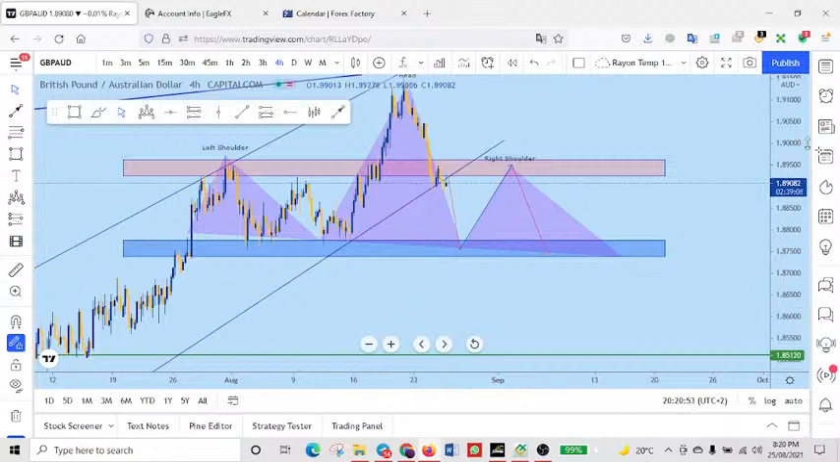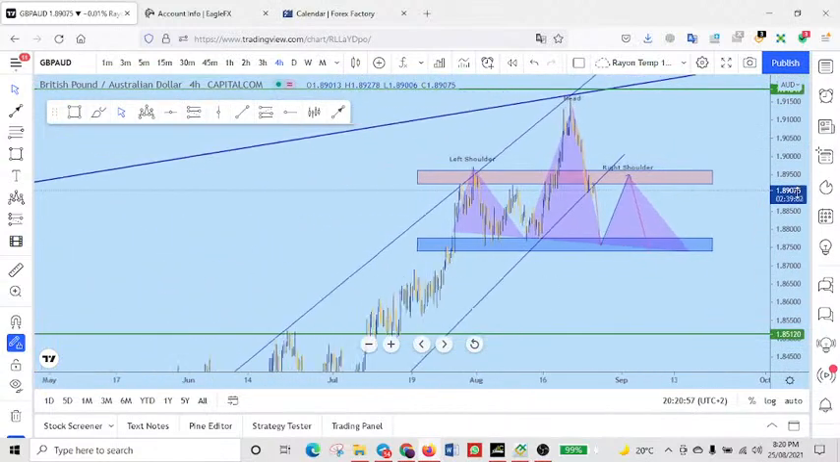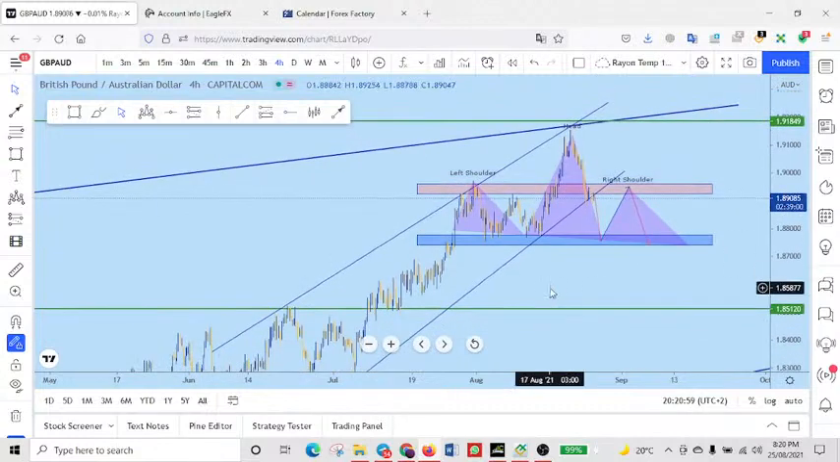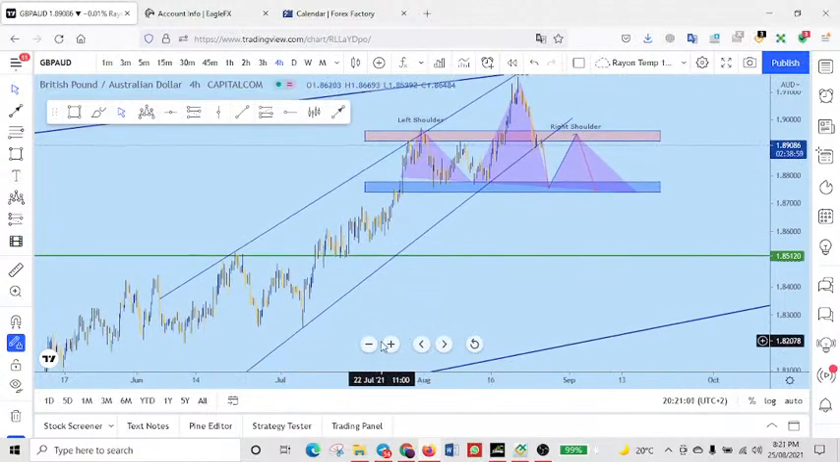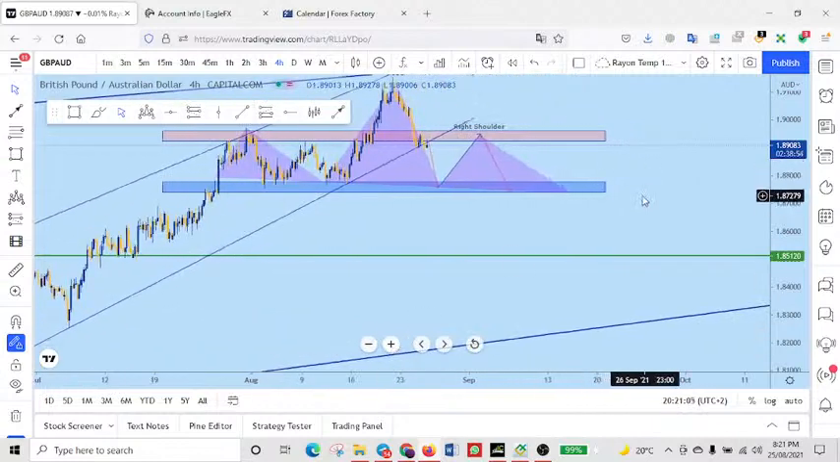This is our prediction for GBPAUD. So now, why are we certain that price will reject here and go up? Are we 100% sure that price is going to respect this level and go up?